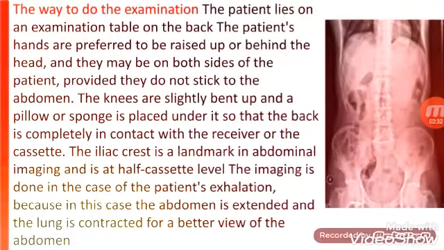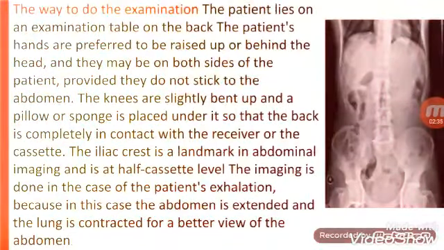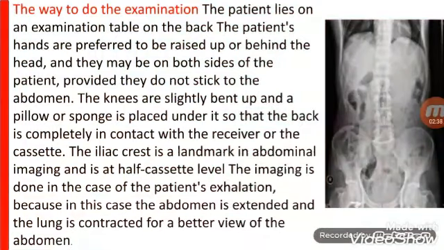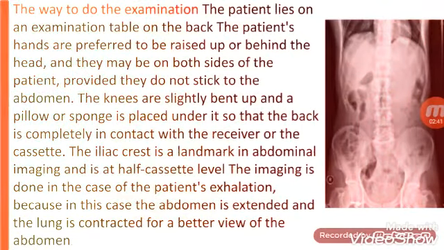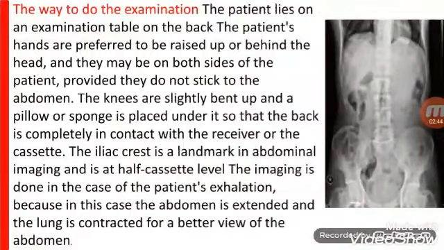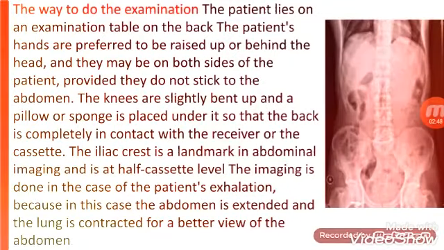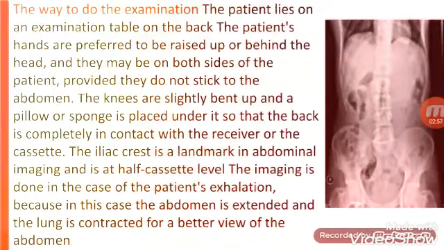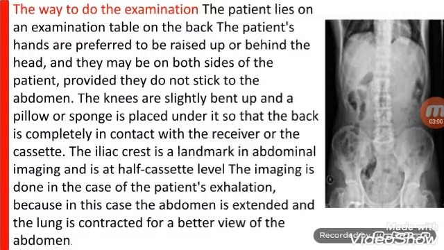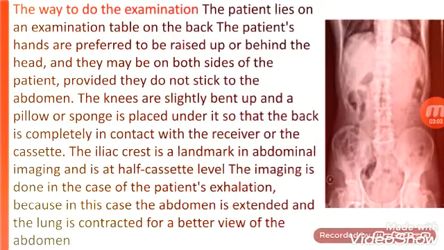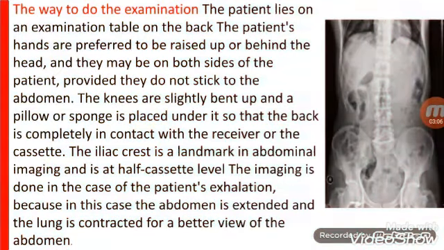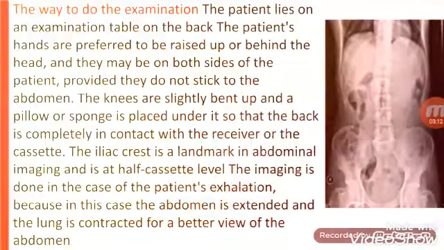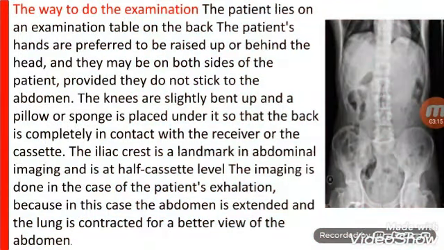The way to do the examination. The patient lies on the examination table on the back. The patient's hands are preferably raised up or behind the head, or they may be on both sides of the patient, provided they don't touch the abdomen. The knees are slightly bent up and a sponge is placed under them, so that the back is flat and in full contact with the receiver or the cassette.